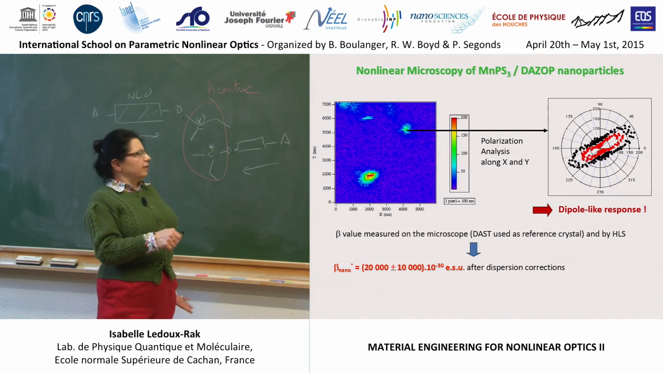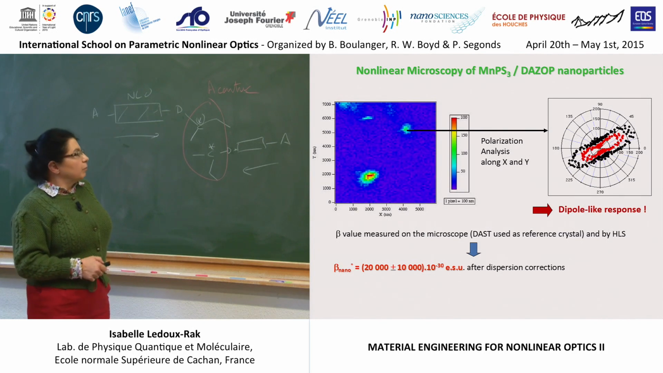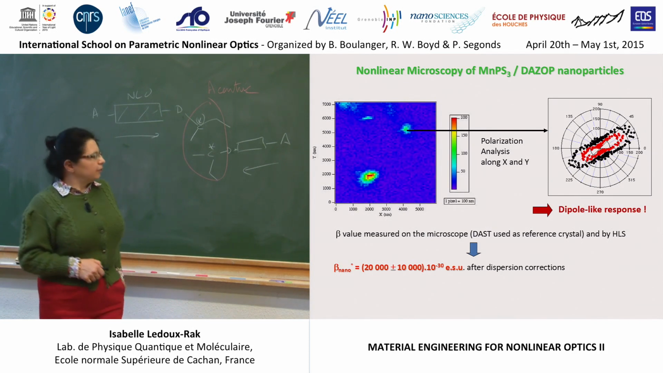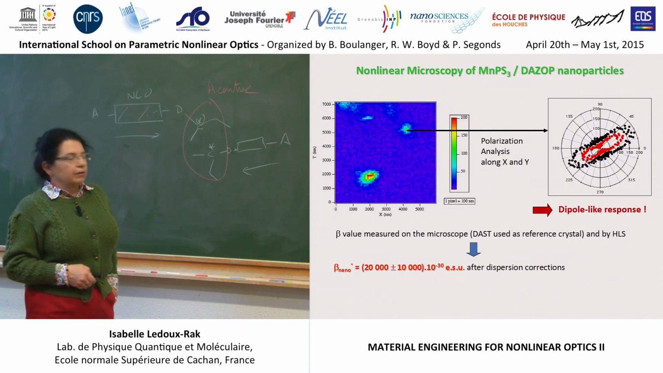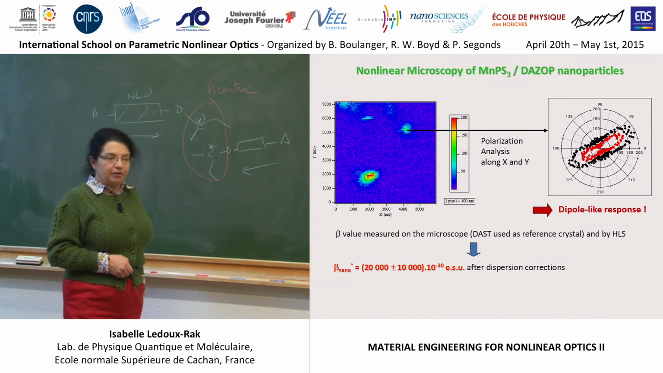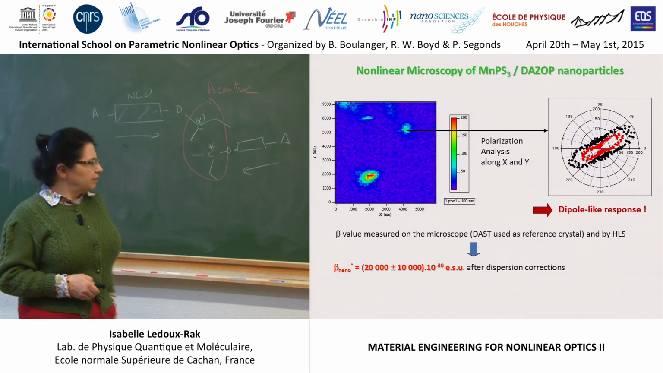But this method is designed for single objects, and its setup is more difficult to implement than for harmonic light scattering. So it shows that harmonic light scattering is really a powerful tool with a relatively simple setup to characterize nonlinear objects and their symmetry properties and their order factor.